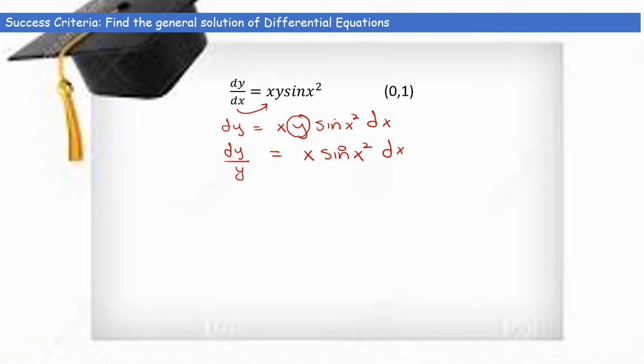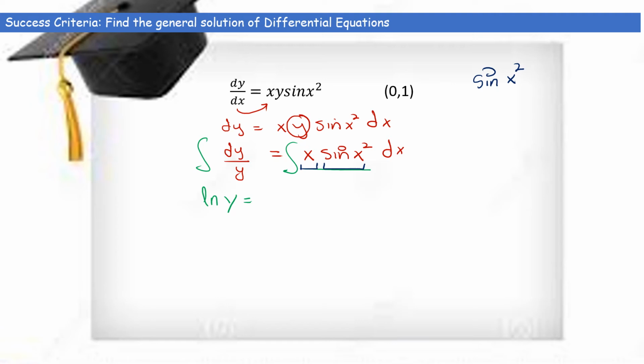Now take the antiderivative on both sides. The antiderivative of 1 over y dy is ln of y equals. Now look very closely at this question, where sine x square and x, another function, are given to you. Whenever you have two functions, always check whether you have any composite function or not. Here in your case, sine x square is your composite function.